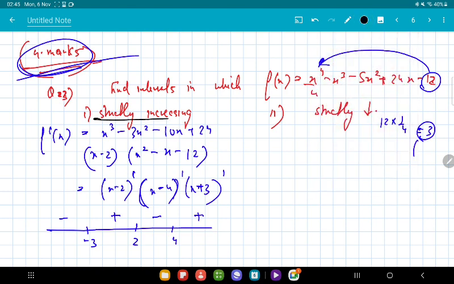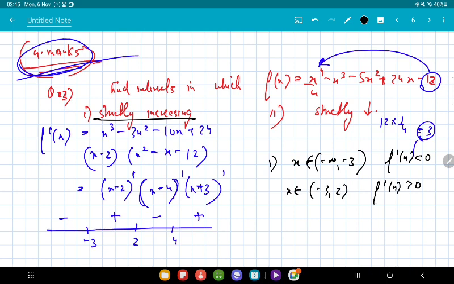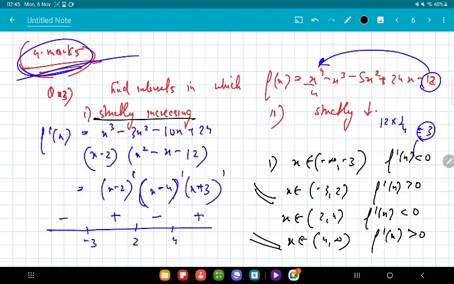Now for the strictly increasing, we will take the interval for f dash of x. X belongs to -3 comma 2, here f dash of x is greater than 0, and x belongs to 2 comma 4, f dash of x is less than 0. So for strictly increasing, this will be our answer, and for x belongs to 4 to infinity, this will be our answer. This will be our answer for the strictly increasing part.